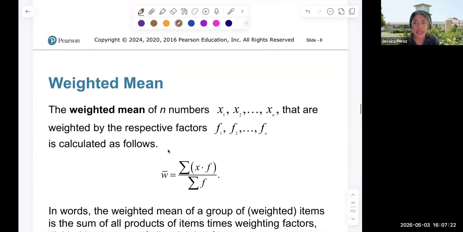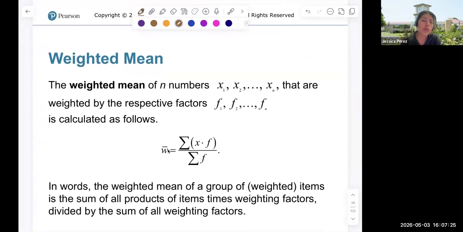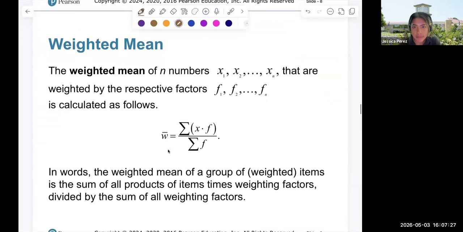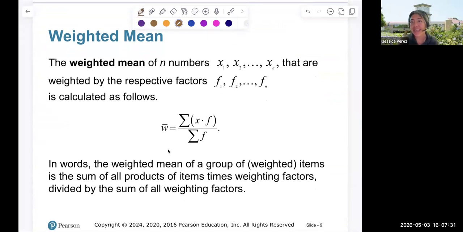Now, there's a difference between the mean and the weighted mean. The weighted mean of n numbers, let's say you have x1, x2, x to the n, it's actually weighted. An example of a weighted mean would be your grade point average, right? For example, the value A has 4 points. The value B has 3 points. The value C has 2 points. The letter F has 0 points.